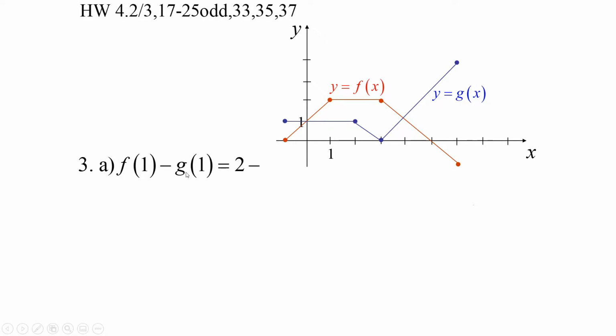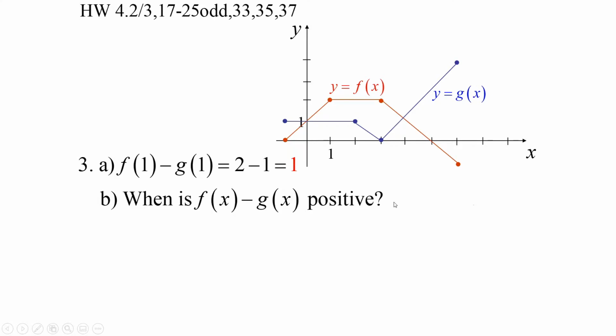Minus, and then what's g of 1? Well, g is the blue piecewise linear function. And it looks to me like g of 1 would be this output right there, which is a 1. And 2 minus 1 equals 1. So f of 1 minus g of 1 equals 1. Awesome, this looks easy, doesn't it?